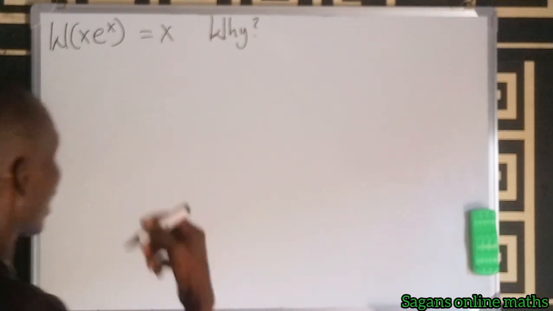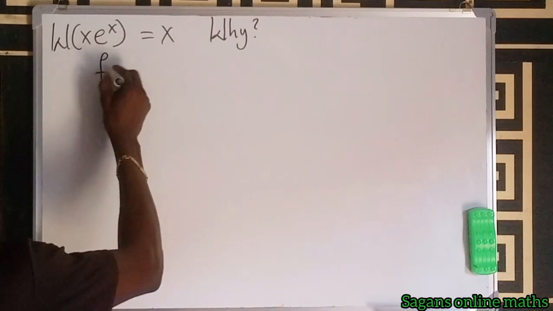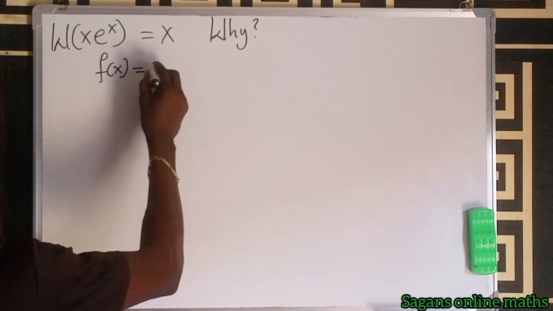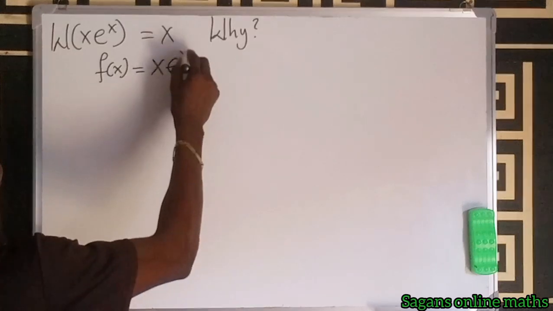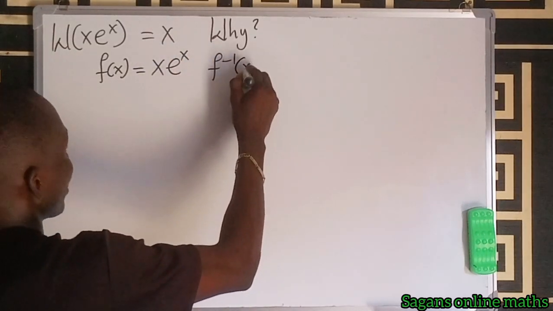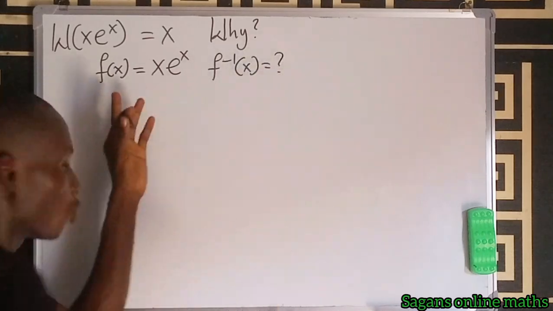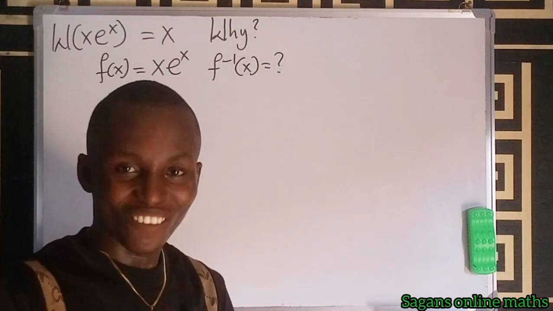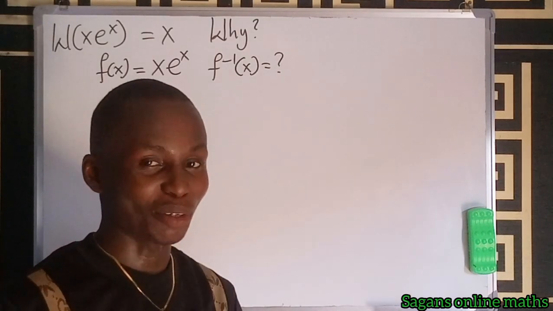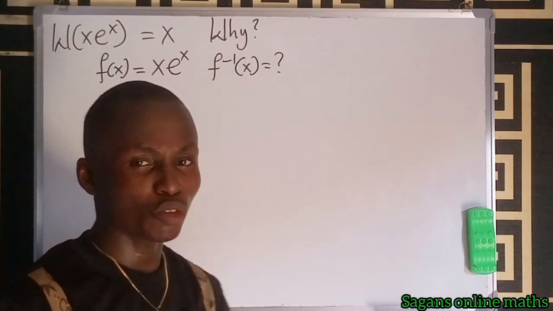Have you seen a function in your life where f of x is equal to s multiplied by e to the x, and you are asked to find the inverse function of it? What are you going to do here? This brought about the Lambert W function. Let's see what you can do.